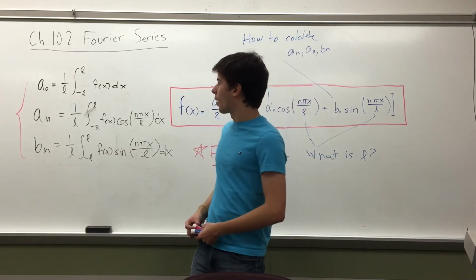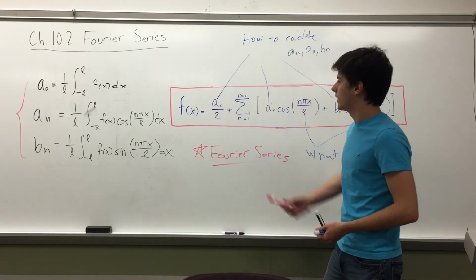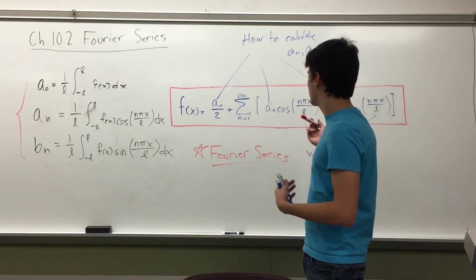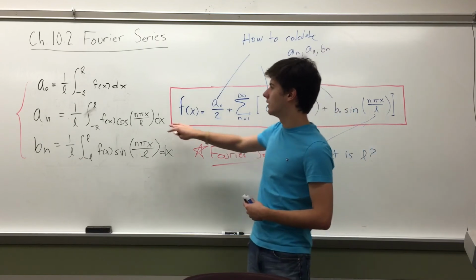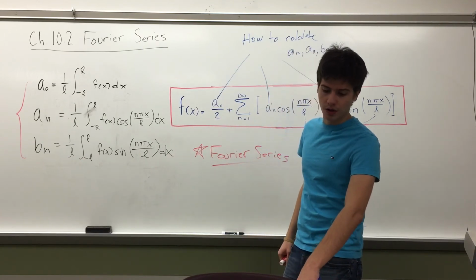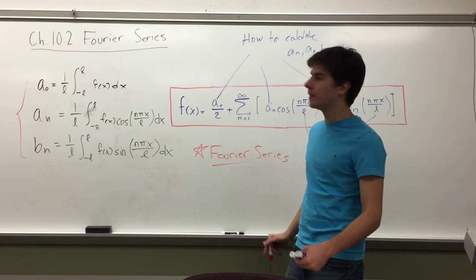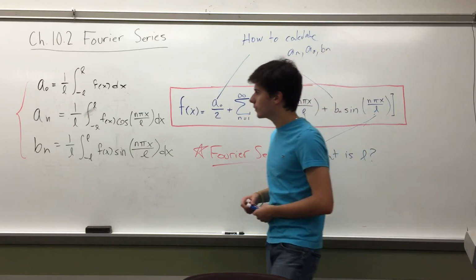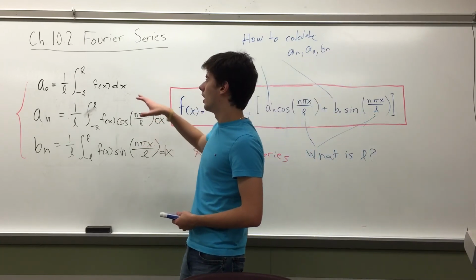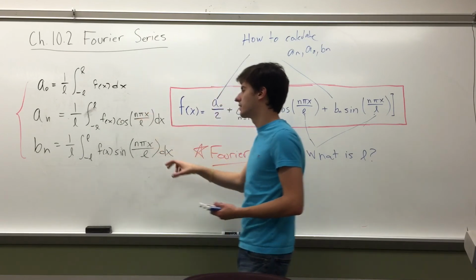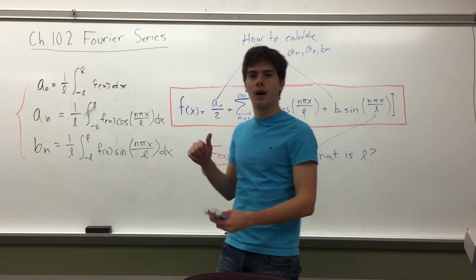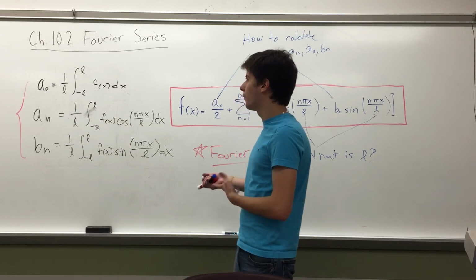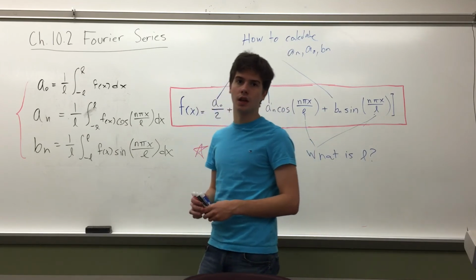Now let's talk about the second part. We wanted to know, how do we calculate a sub naught, a sub n, and b sub n? Well, if you want to understand a little bit more why, like how to arrive at these expressions, you could always look at page 598, 599. It goes through the derivations, but what we need to know is, how do we use them? So these are the expressions that give us a sub naught, a sub n, b sub n. We're going to use the properties of odd and even functions a lot in this chapter, because when we know a function is odd or even, that's going to make our calculations a lot simpler.